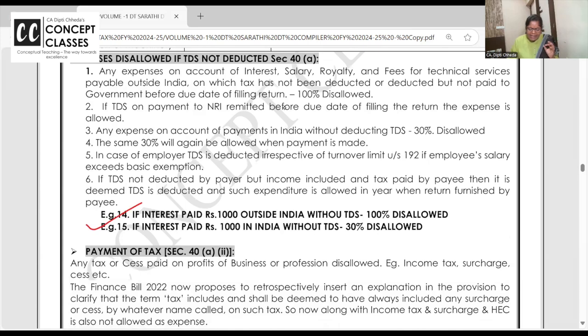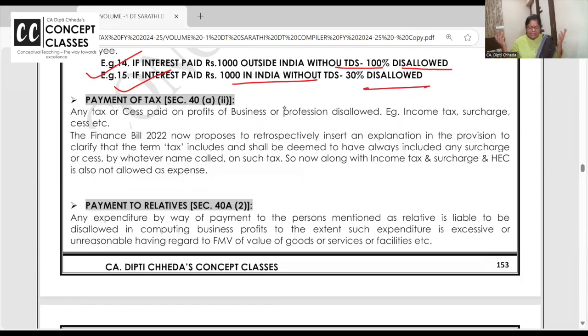Any payment, interest, salary, royalty, fees, if you pay to an NRI outside India and by mistake you forgot to deduct the TDS, then 100% is disallowed. If interest is paid in India without TDS, 30% is disallowed. In a foreign country, 100%. If you remember, just more than enough. And like payment of income tax, surcharge, nothing is allowed.